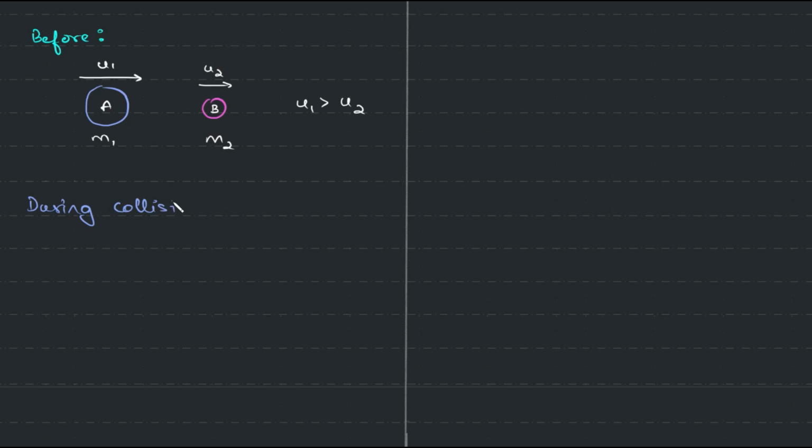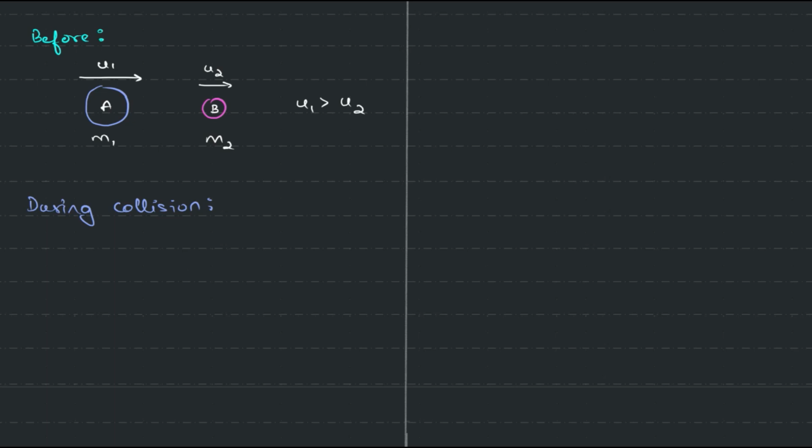This is before the collision. So we have two objects of different masses. The velocity this has is much more than this. Okay, so u1 is greater than u2. And we'll call this A and B, and this is m1 and m2. This is during collision. This is before collision. This is during collision.